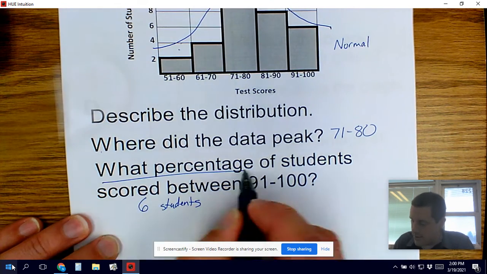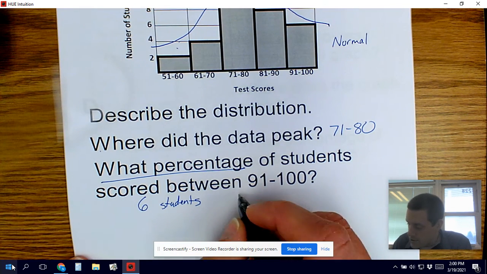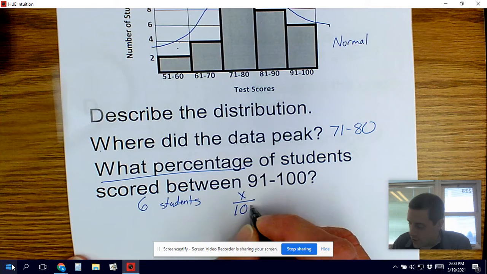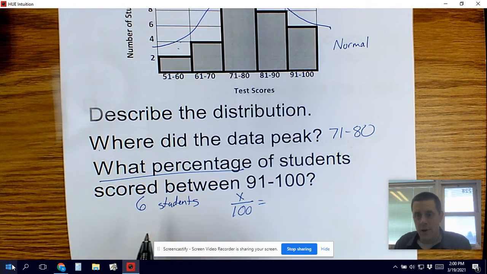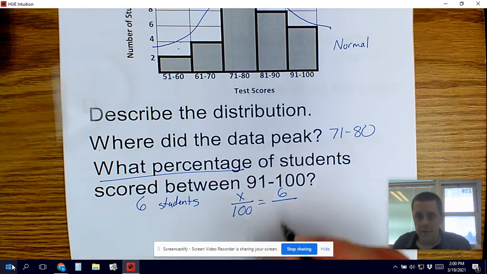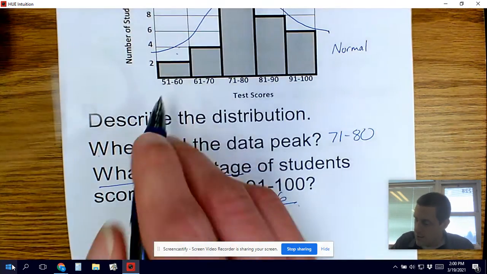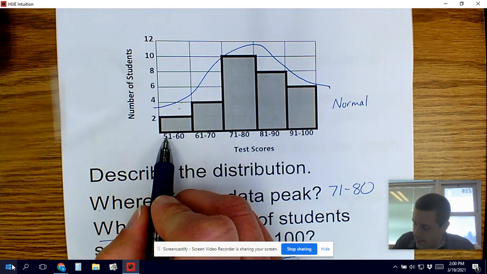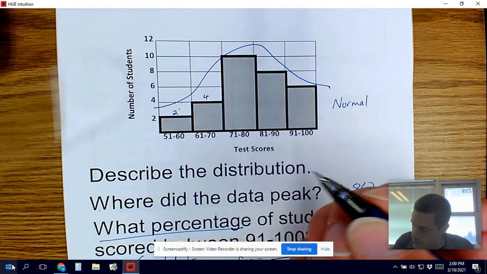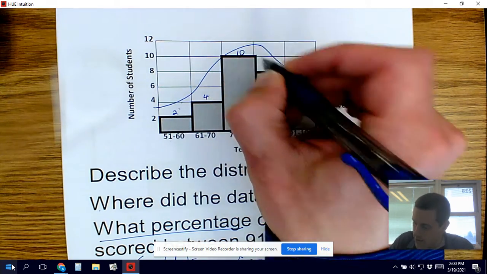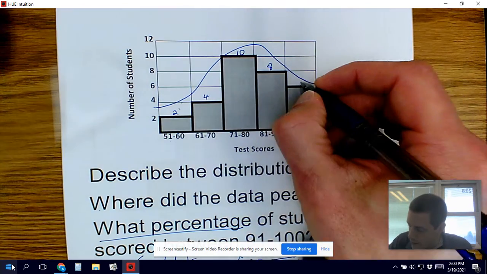The question, though, wants us to calculate the percentage. Well, if I'm looking for a percentage, all percentages are out of 100, so an unknown percentage out of 100. 6 students is the part of the class that scored in the interval, so 6 goes over top. And now we need how many students were in the whole class. So I need to come back to my histogram. From the interval 51 to 60, there were 2. 61 to 70, there were 4 students. 71 to 80 represented 10 students. 81 to 90 was 8 students. And 91 to 100 was 6 students.